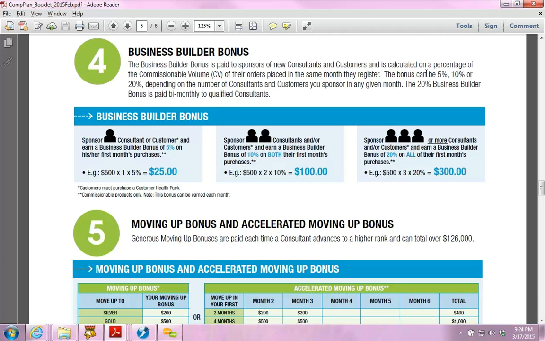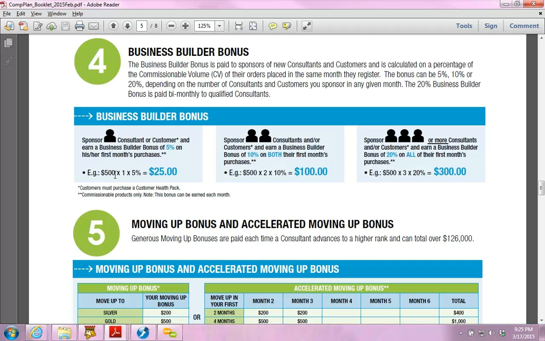And the bonus can be 5%, 10%, or 20%, depending on the number of consultants and customers you sign up in a given month. The 20% Business Builder bonus is paid bi-monthly, so twice a month to qualified consultants. Not that you get paid the same bonus twice, but if you sign up 3 people early in the month, they'll pay you the bonus, and if you do 3 more later in the month, then you get the bonus on them later. So they give an example here just so you kind of understand the numbers.